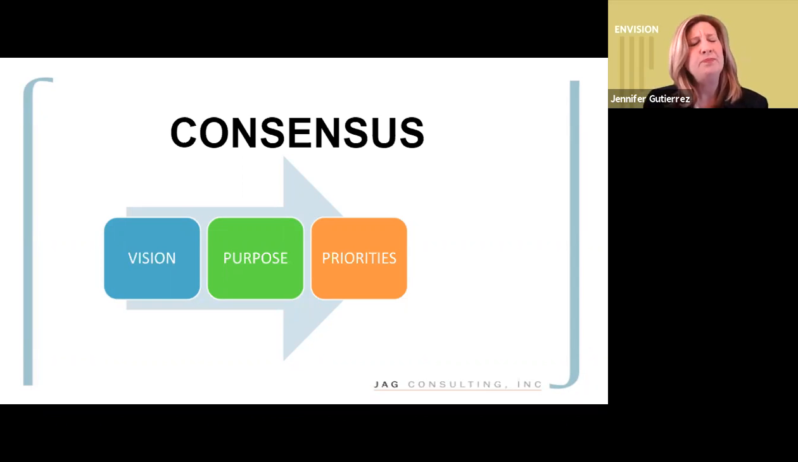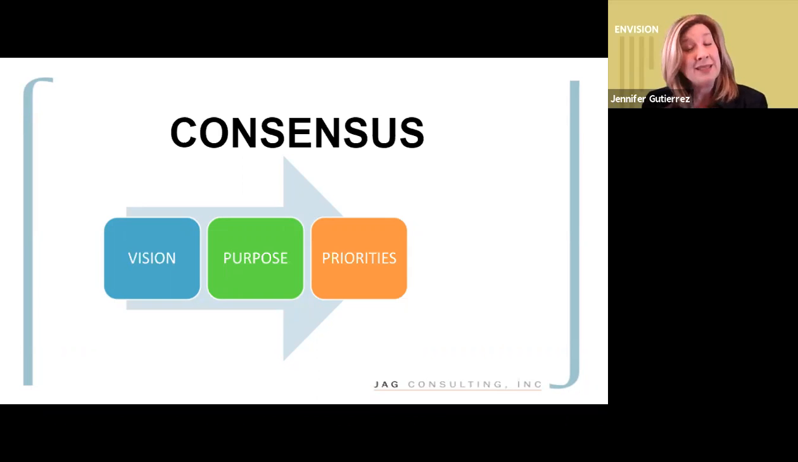So the first part of building consensus is talking about the vision. It's talking about, what are you seeing? What are people talking about? What are you hearing people say about your church? And then building consensus around what that vision is for your church, and also being able to communicate that to the people that attend your church.